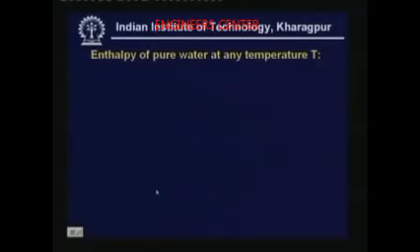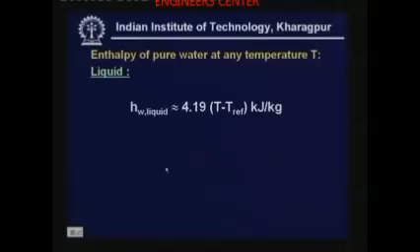Now we also need in the calculations the enthalpy of pure water, both liquid water as well as vapor, at any temperature T. For liquid water you can have an approximate equation: the liquid water enthalpy is equal to 4.19 into T minus T reference, where 4.19 is the specific heat of liquid water, an approximate value, and T is the temperature at which you are finding the enthalpy, and T reference is the reference temperature, which happens to be 0 degree centigrade here, and the units here are kilojoule per kg because the specific heat is in kilojoule per kg.